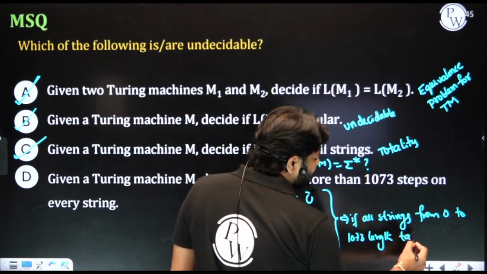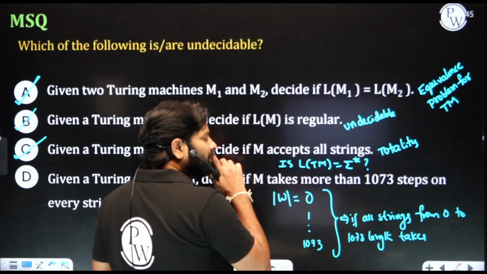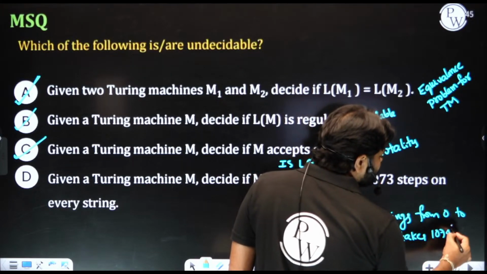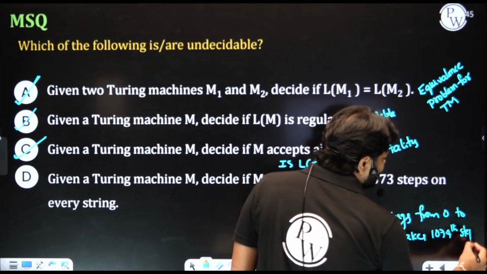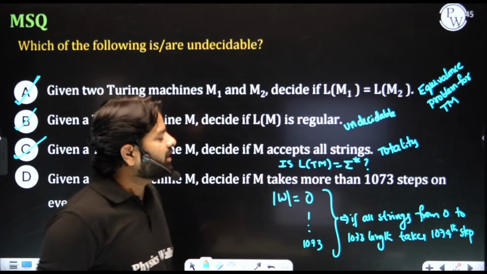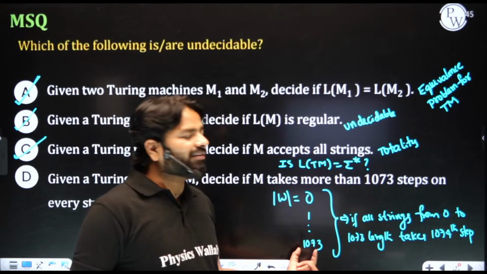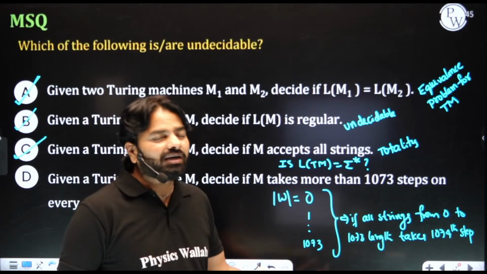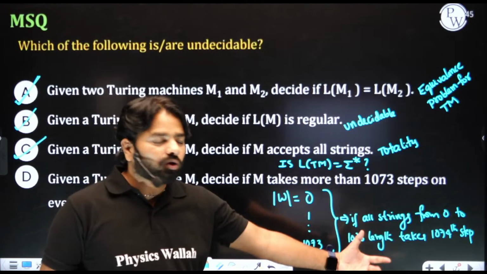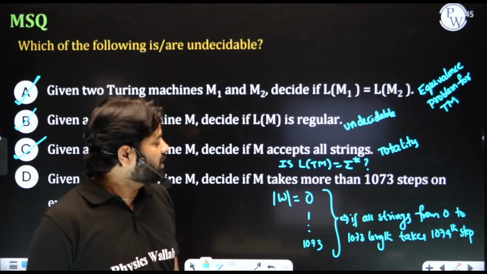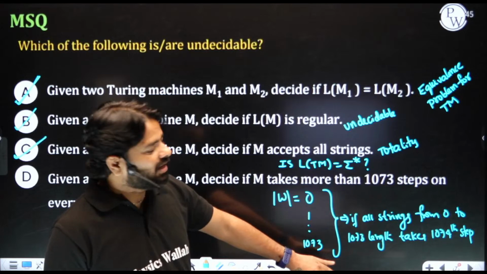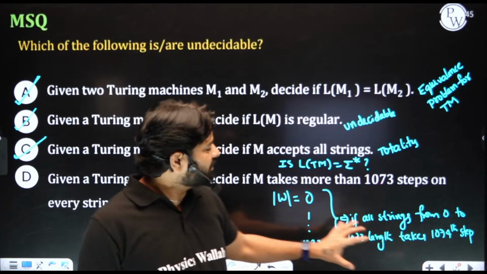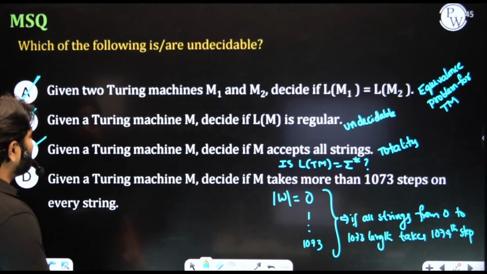Now you want to verify more than 1073, right? Takes the 1074th step. You don't need to go even beyond that. That means not only these strings, but 1074 length, 1075 length, everybody has a prefix of 1073, hence all the remaining will also take this 1074th step. So now you have a finite number of strings. Now you need to verify up to finite moves only. That is why this problem is going to be a decidable problem.